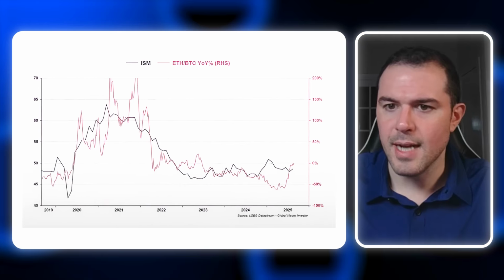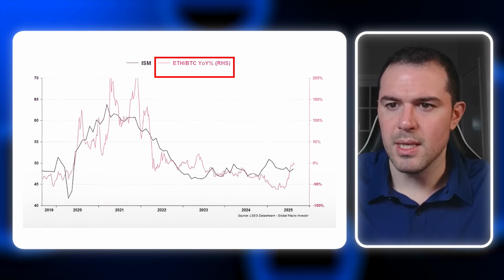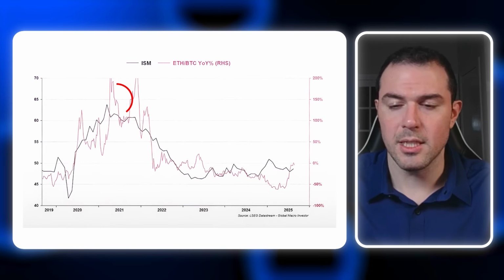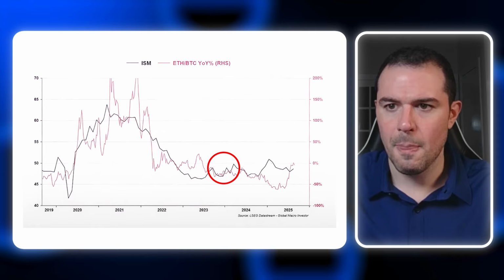I'm going to be using some charts from Raoul Pal and Julien Bittel over at Real Vision. Their ISM charts are great, so why reinvent the wheel? You can see the connection here between ETH and BTC. So as the ISM goes higher, Ethereum goes higher against its Bitcoin pair. As it falls, it does worse.